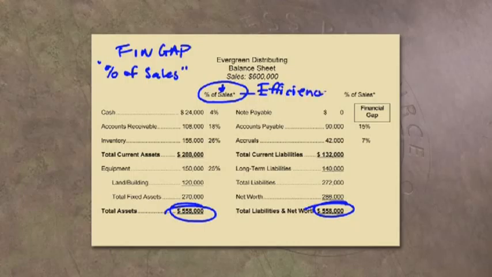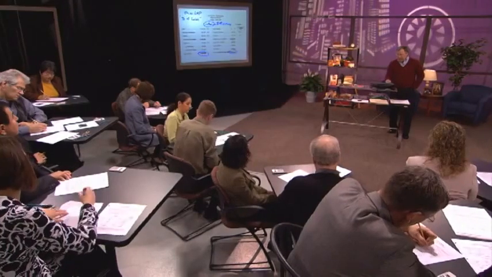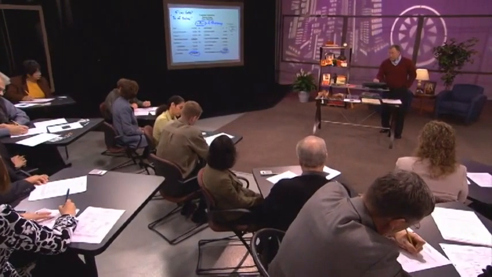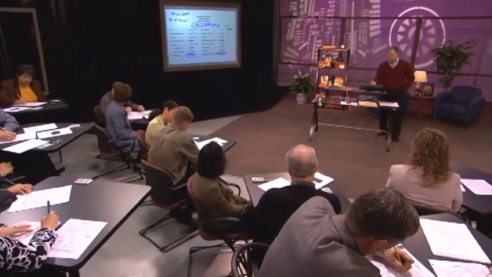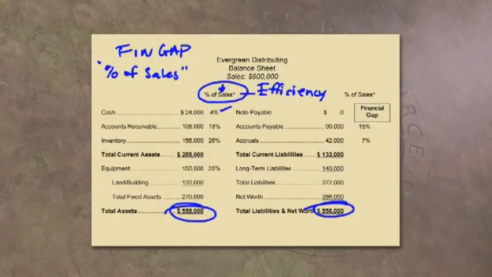Efficiency. Not efficiency of operation, that's over on the income statement, but efficiency of capital. How effectively are we using capital in this business? And I've actually measured it. Cash of $24,000 is what percent of sales of 600? 4. Receivables of 108 is what percent of 600? 18. Inventory of 156 is what percent of sales of 600? 26. And equipment is 25.